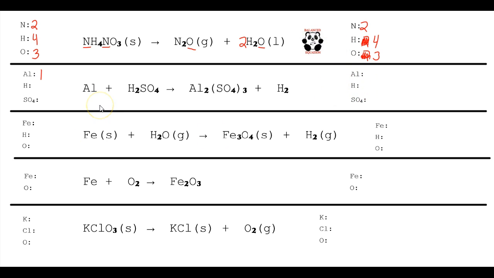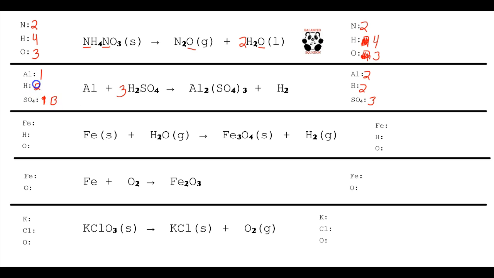Next up, aluminum plus sulfuric acid breaks down to aluminum sulfate and hydrogen gas. I have 1, 2, 1 for coefficients on the left and 2, 2, 3 on the right. First thing I'm going to do is kind of attach that sulfate there. Since I have 3 of them on the right, I'm going to make sure that I have 3 of them on the left as well.